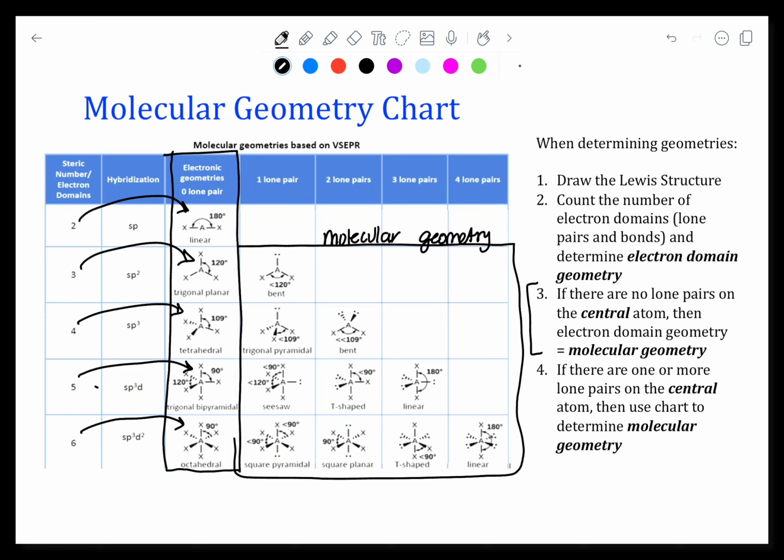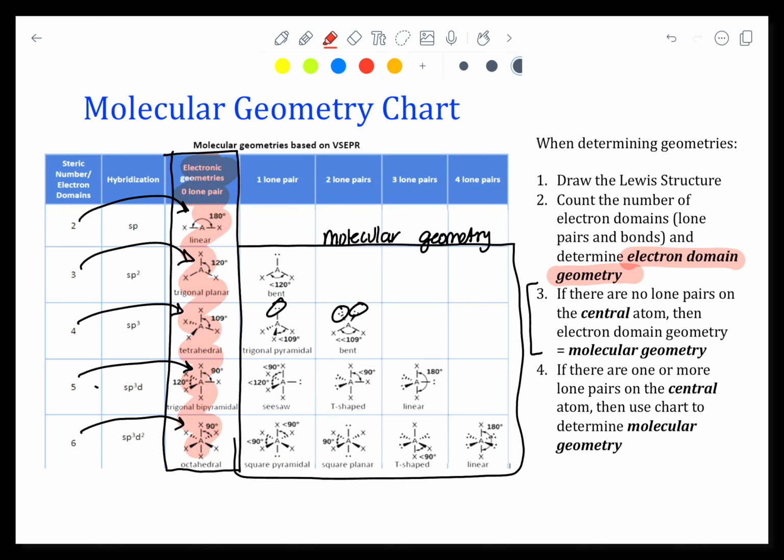So when we're determining our geometries, the first step that we want to do is draw our Lewis structures. We have to make sure we have an accurate Lewis structure because we have to account for lone pairs on our central atom properly. If we're missing those lone pairs or have too many, then we're not going to have the correct structure or the correct name. We then want to count the number of electron domains, both lone pairs and bonds, in order to determine the electron domain geometry. Okay, so that's again just talking about this one.